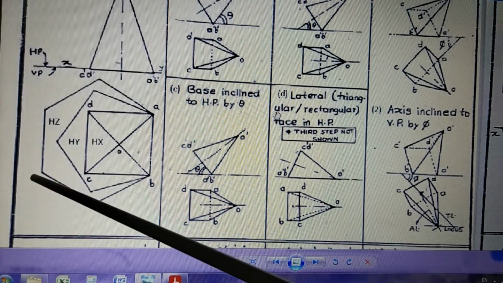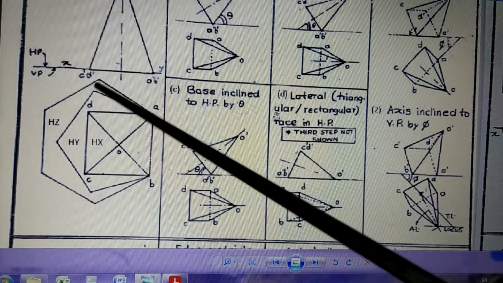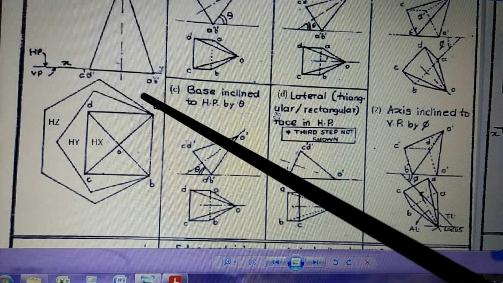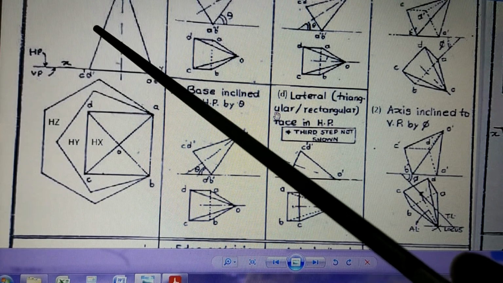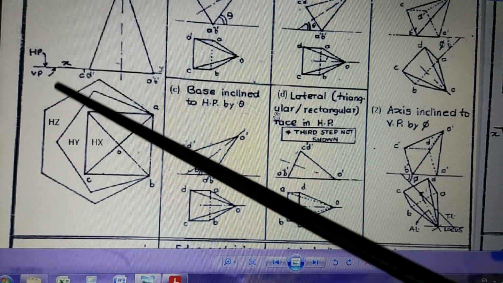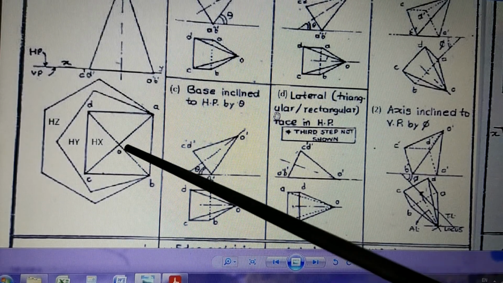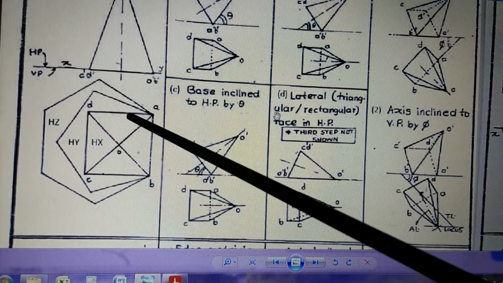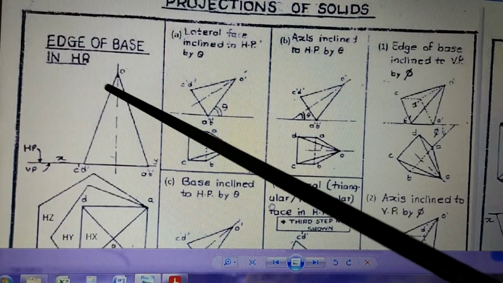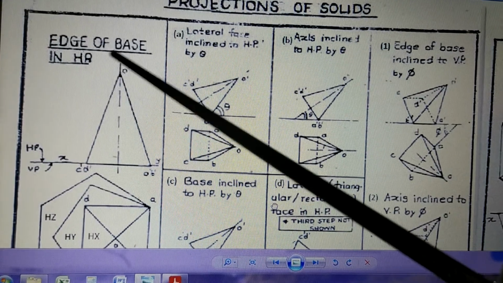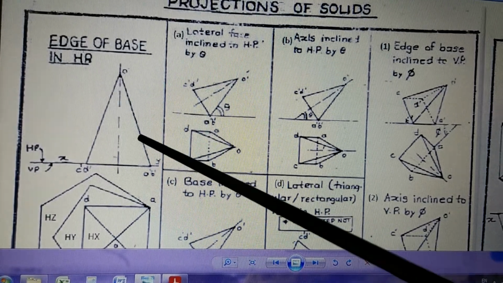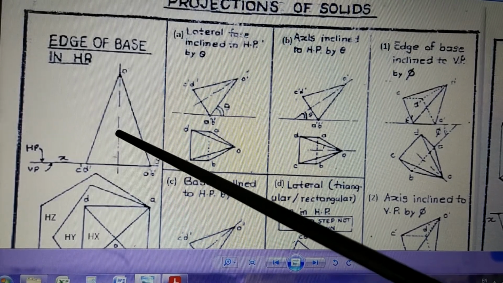Suppose the given figure is a hexagonal pyramid. So in that case, you have to draw the hexagon here, and according to that you have to draw the front view here. So this is the case when it is resting in HP on its edge, and AB is the edge of base in HP. So if edge of base is in HP, this is how you have to start.